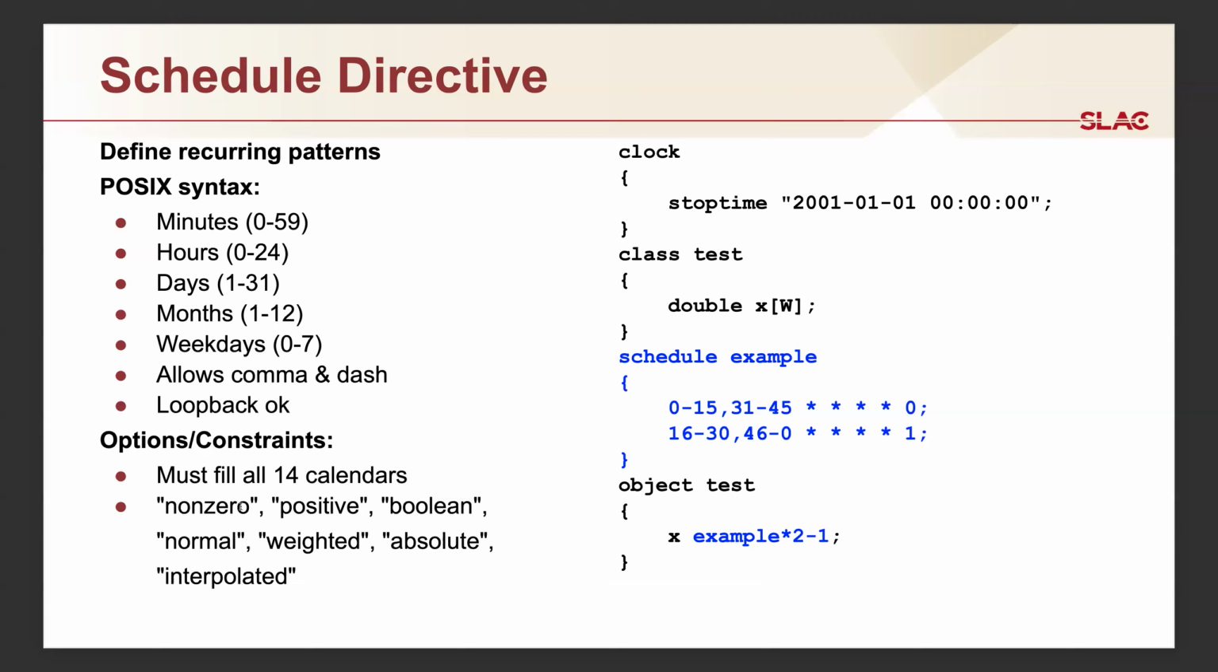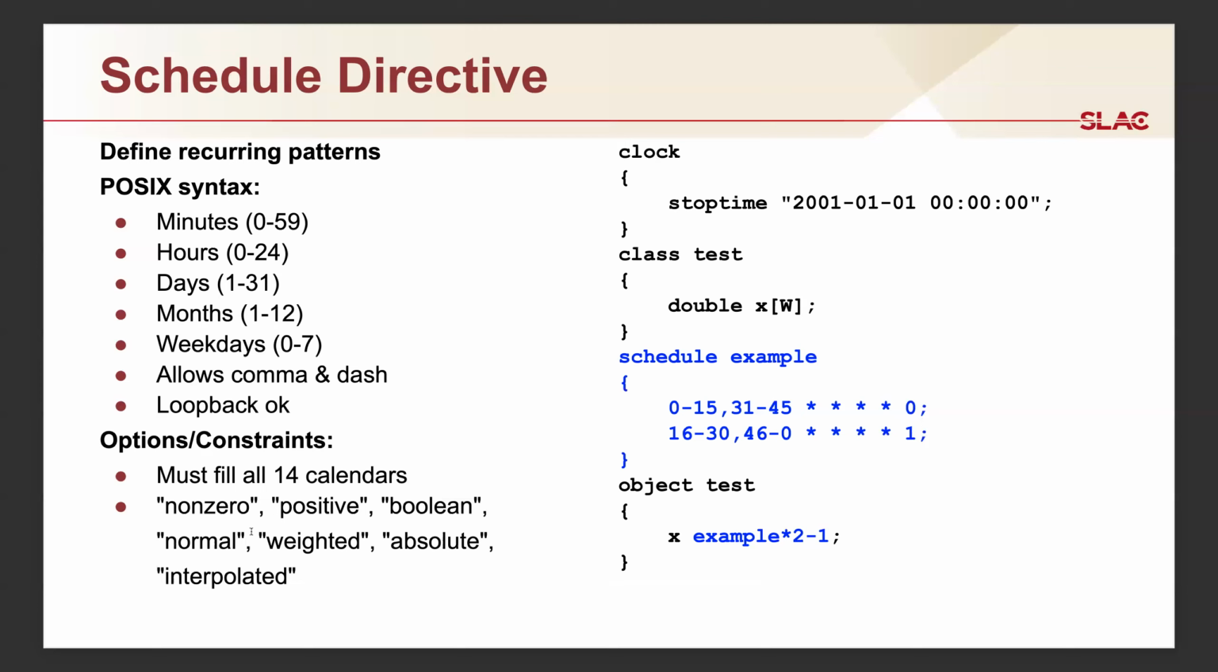So non-zero basically says the value in the schedule cannot be 0. And so that would, for example, make this particular example not work, because if it happens to have a 0 value, it would then refuse to load it. Positive means that the values must not only be non-zero, but also non-negative. Boolean means that the value is to be interpreted as a true or false quantity. So non-zero values are essentially treated as true, and 0 values are treated as false.